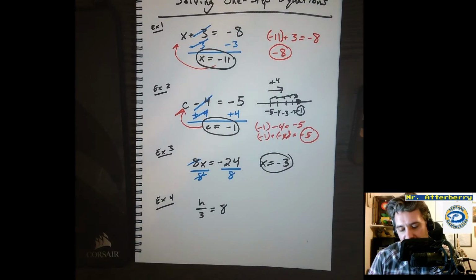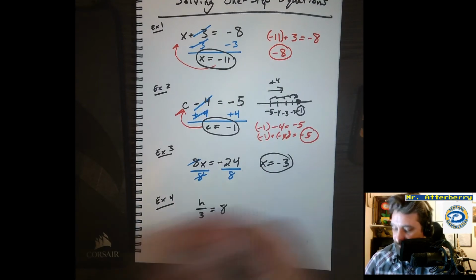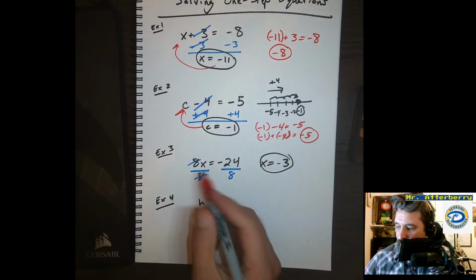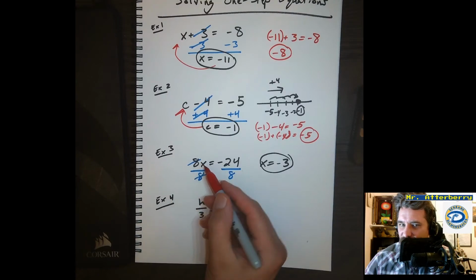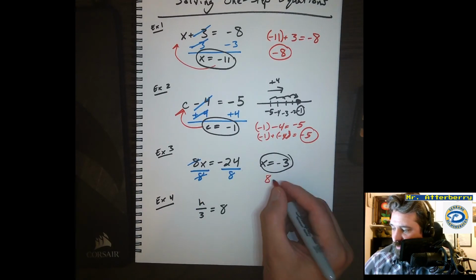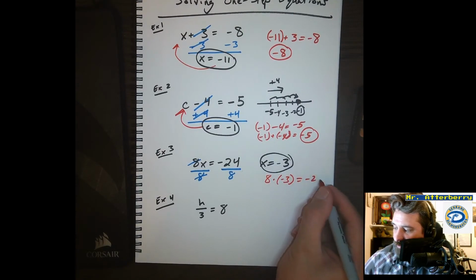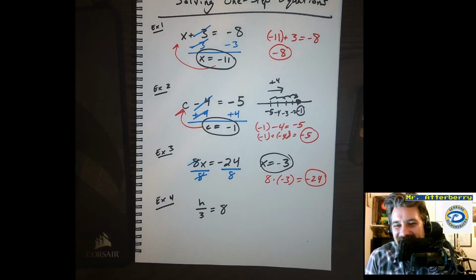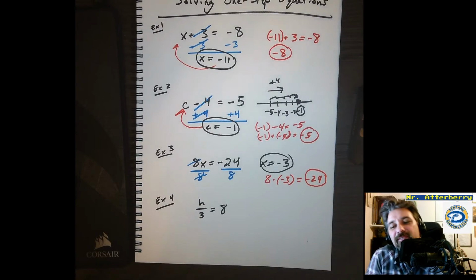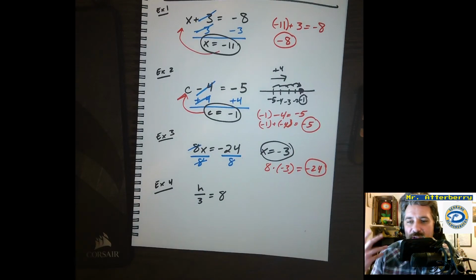So thinking about our original problem, if we were to plug this back in, instead of saying 8x, 8 times x, we should say 8 times -3. Does 8 times -3 equal -24? You betcha, right? 8 times 3 is 24. One's positive, one's negative. Therefore, it's -24. Okay? All right. And this last problem is when you have a fraction.